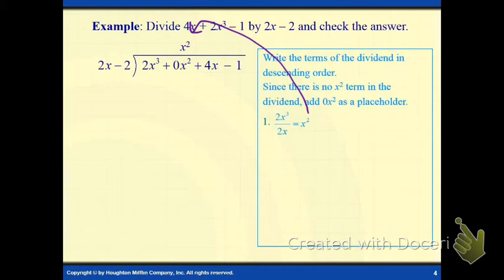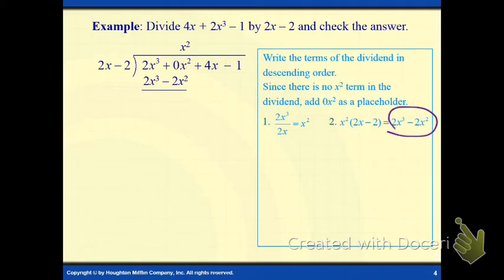And now what are we going to do with the x squared? Multiply it by that 2x minus 2. We've got to distribute that to both your terms. So 2x cubed minus the 2x squared. And that gets put in here. And then what are we going to do with the 2x cubed minus 2x squared?